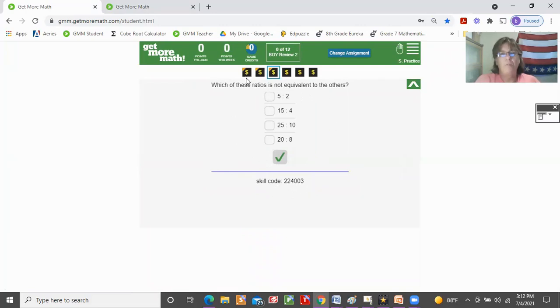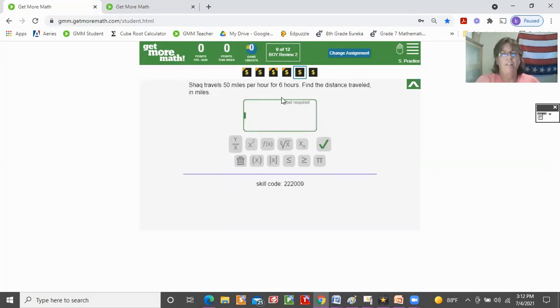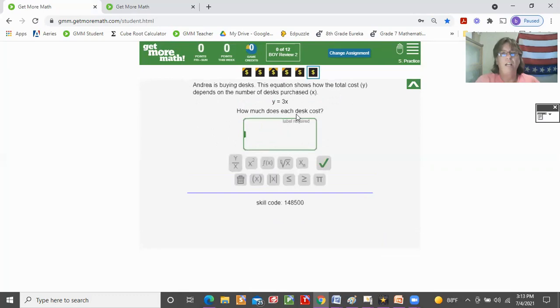224003. This is super important because I want to keep reminding them that a ratio is just the same thing as a fraction. We need to get them to really understand that skill really, really well. The next one, they're actually going to fill in a table. This is skill code 148200. And again, these are all proportions. And then we're looking at find the distance traveled when they did in miles. So again, this is skill code 222009. And then the last one is seeing if they can look at an equation and recognize the constant of proportionality. And that's skill code 148500.